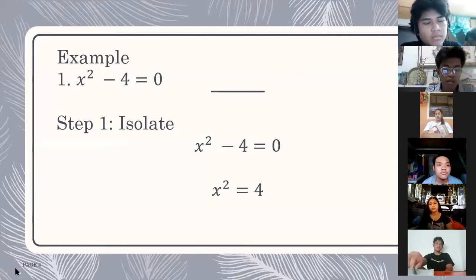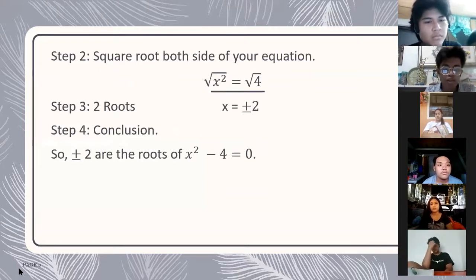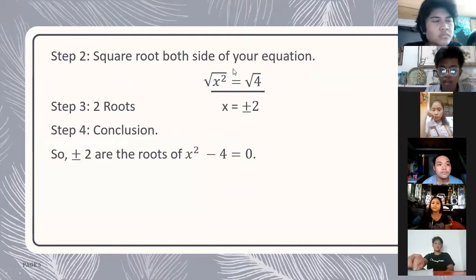Okay. So, step number 2, we take the square root of both sides of your equation. After nun, meron kang x squared is equals to 4. Tama? Doon sa unang step. After nun, lagyan nyo ng square root na sign. Ayan. So, lagyan mo ng ganyan. Okay. So, yun na yung step number 2.